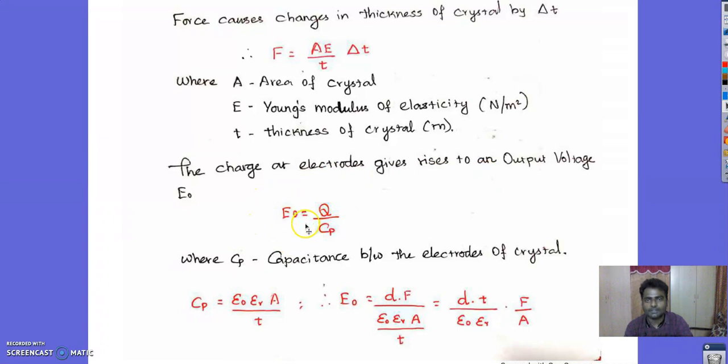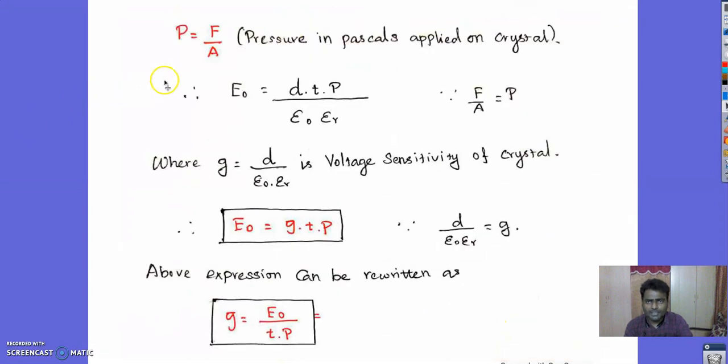So your formula E0 is equal to Q divided by Cp. I am going to substitute the values for your Cp and Q. We have found the value of Q, where Cp is nothing but the capacitance between two dielectric plates, and it is given by epsilon naught A divided by T. Substituting these two values, I am rewriting the equation. It has D into T divided by epsilon naught into F divided by A, force over area. And this force by area is nothing but pressure. So the ratio between force and area will be given by pressure. So this value F by A can be replaced by P. I am replacing F by A with P in this equation of output voltage.